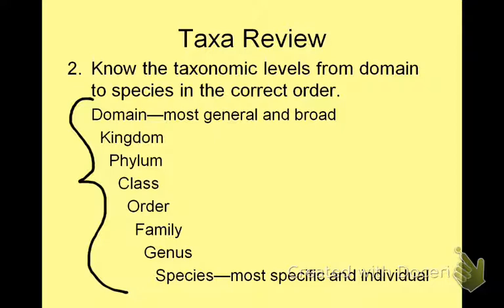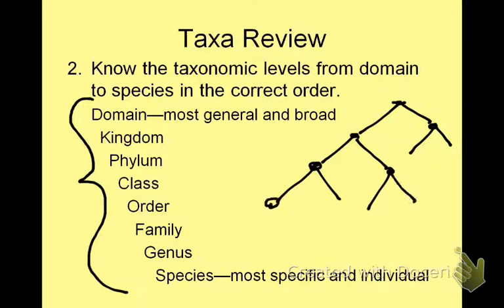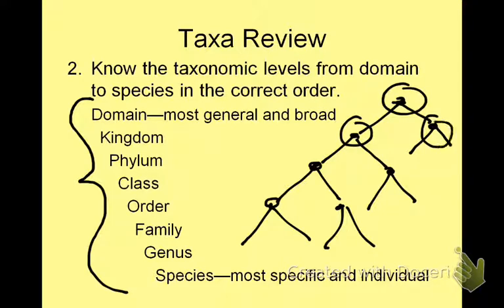So basically we start broad and we're branching off every time, getting more and more individualized, more specific as we get down to species. Sort of a weird drawing, but it shows you that this is like a domain, most general. A domain has a couple of kingdoms as part of it. A kingdom has a couple of phyla, and so on and so forth.